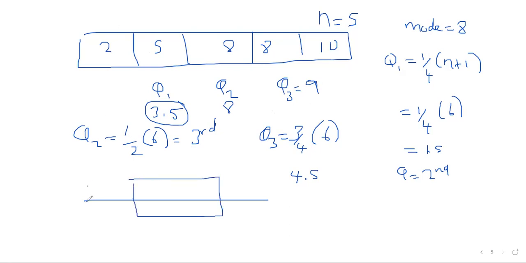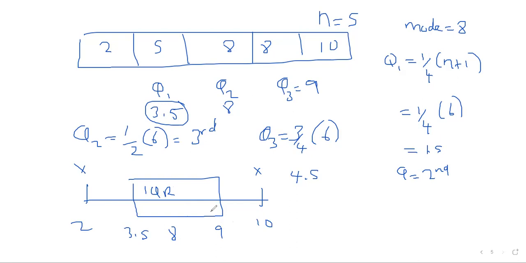So the box and whisker plot, the lowest value of x will be what? 2. The highest value of x will be what? 10. The lower quartile was what? 3.5. The median was what? 8. And the upper quartile was what? 9. And the interquartile range will be what? The highest quartile minus the lowest quartile.